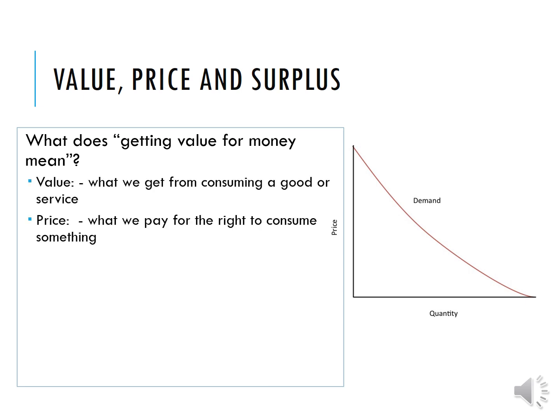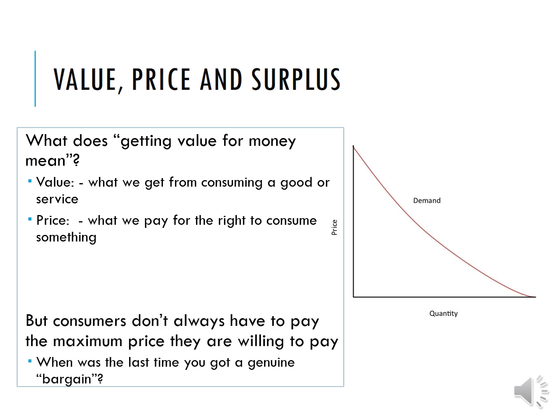So there's a difference here between the value, the welfare, or sometimes in economics we call it the utility that we get from consuming a good or service, and that's different to the price we actually pay, the market equilibrium price that we end up paying. So consumers don't always have to pay the maximum price they're willing to pay. Sometimes you get a bargain, you get this idea that the value of a product or service can be higher than the price that you actually pay for it.